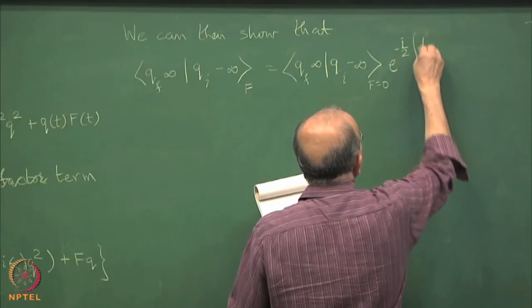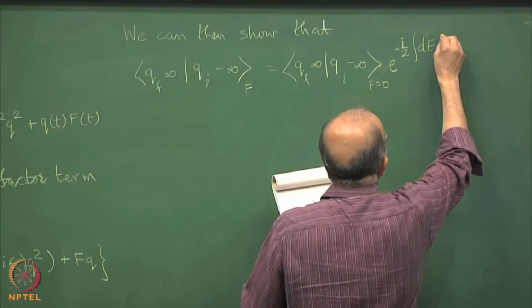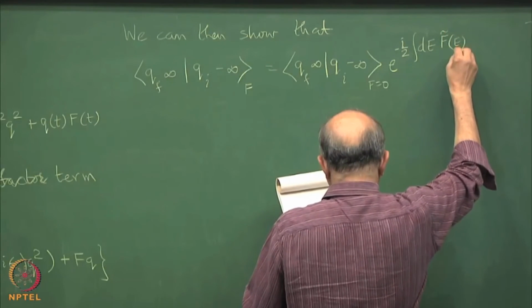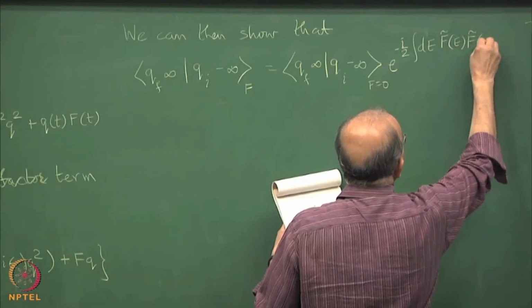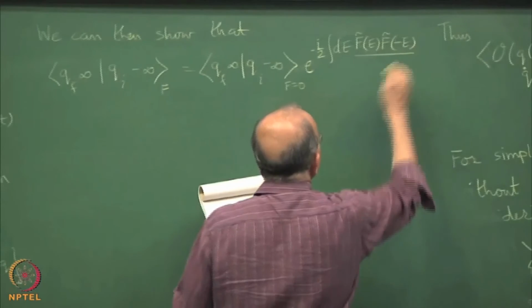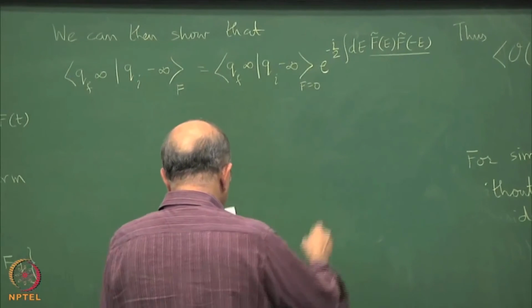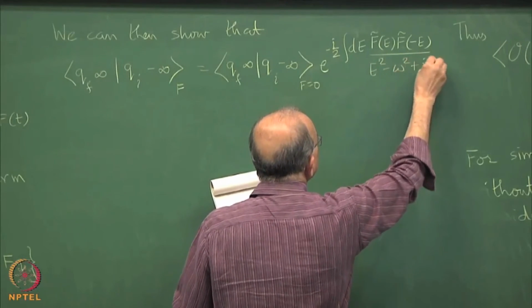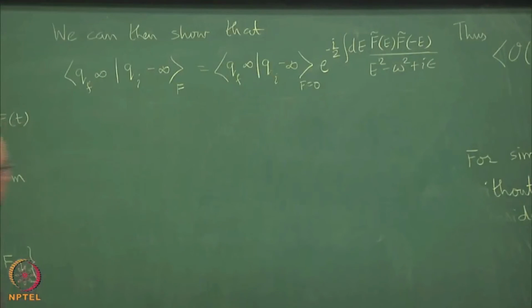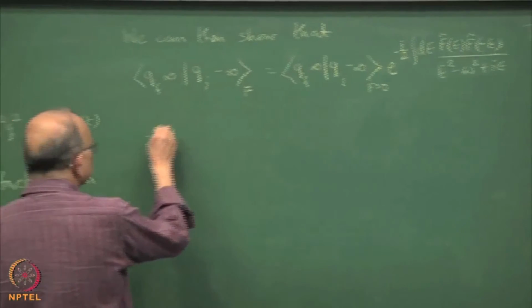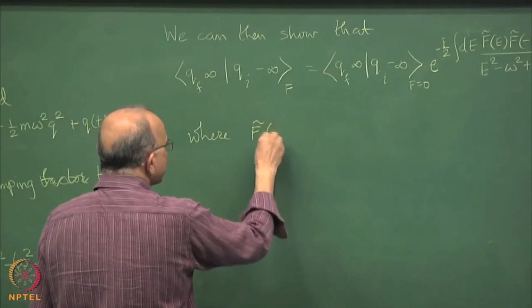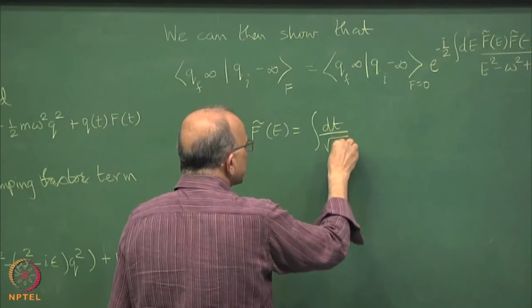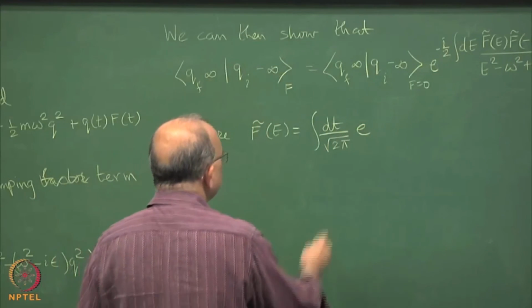integral of dE f tilde E and f tilde of minus E. This you would be familiar with from Fourier transform. You get opposite signs when there is a product of things, divided by E square minus omega square plus I epsilon, where the f tilde are just Fourier transform. Use minus IET.